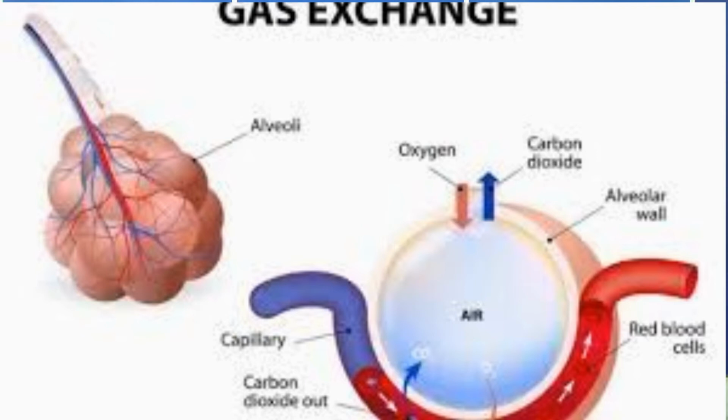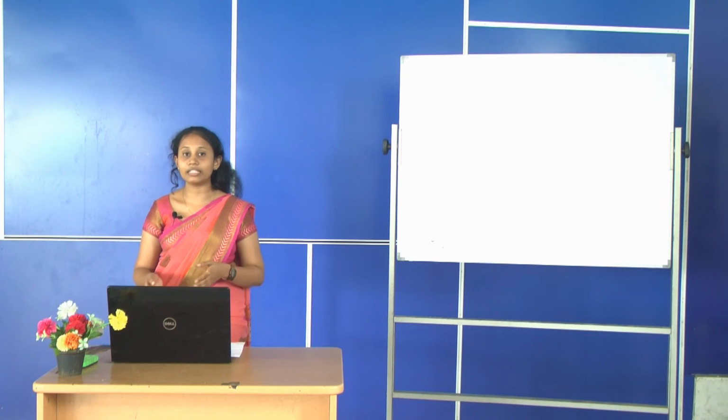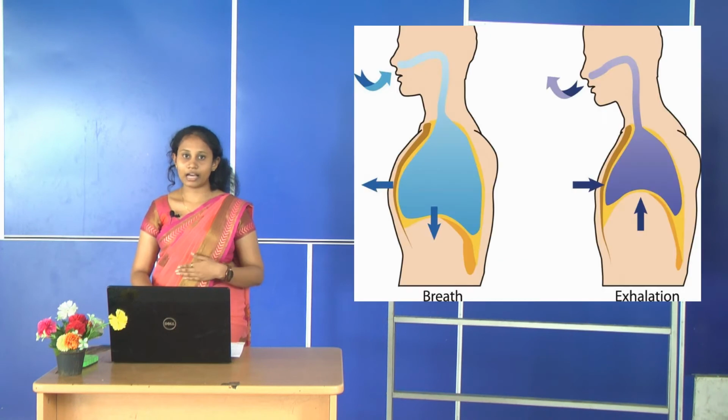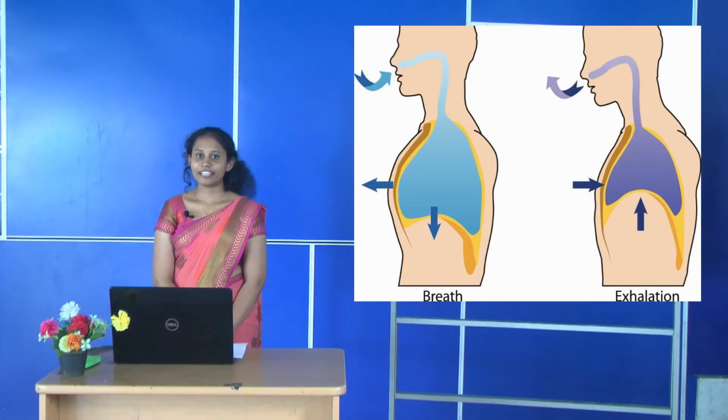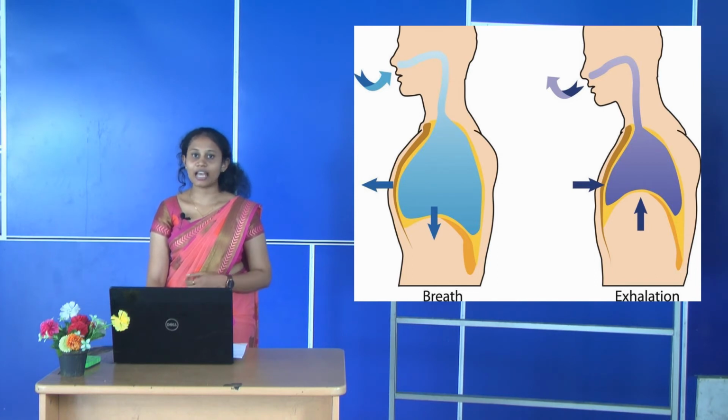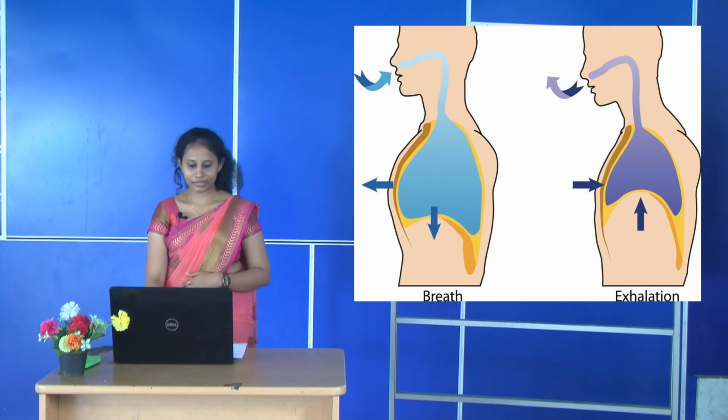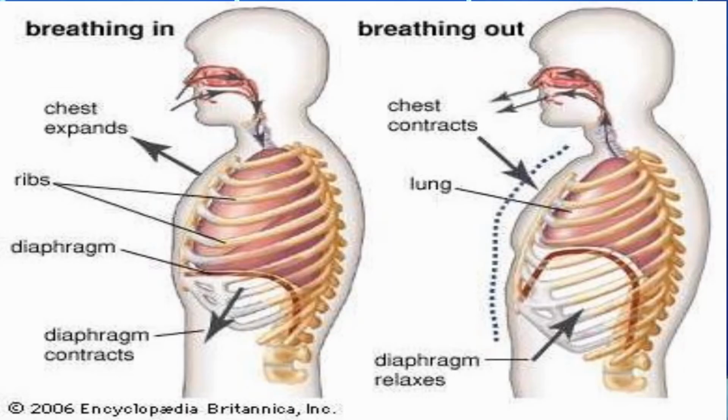Next, let's take a look at how inhalation and exhalation happen. Inhalation means taking in air, which means breathing in. In the inhalation process, the external intercostal muscles contract and the internal intercostal muscles relax so that the rib cage moves up and out. Also, the diaphragm contracts and becomes flattened. So the volume of the thorax increases.